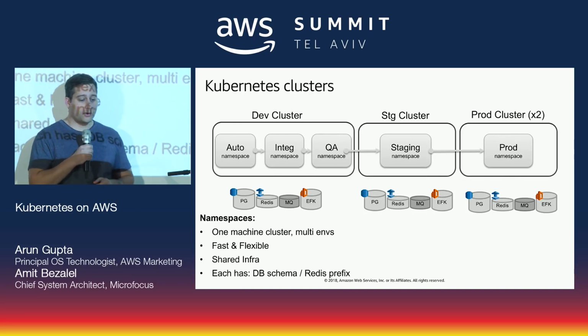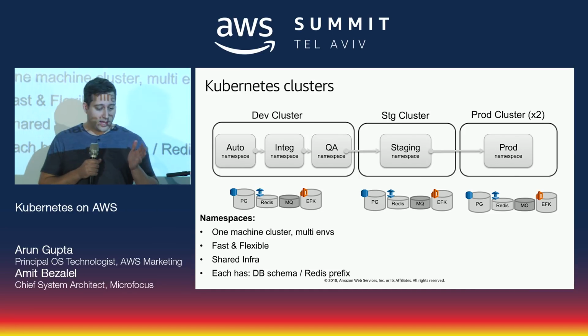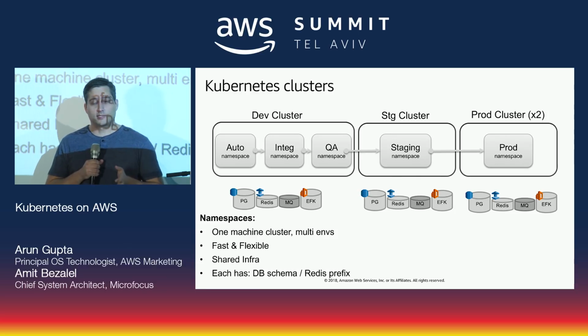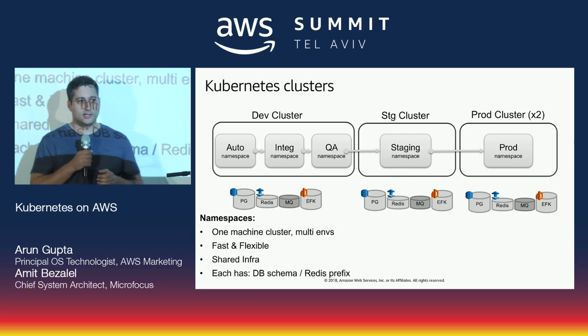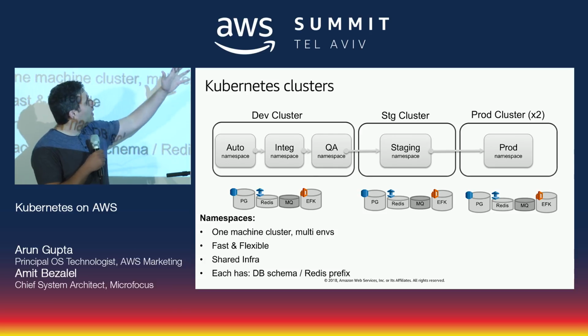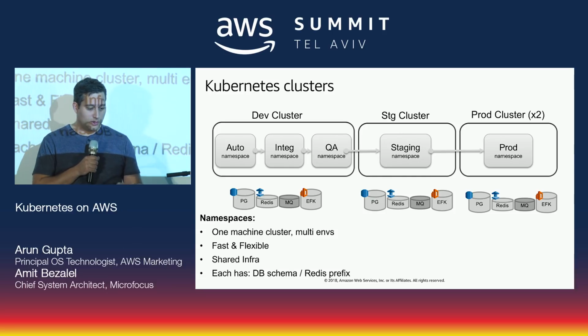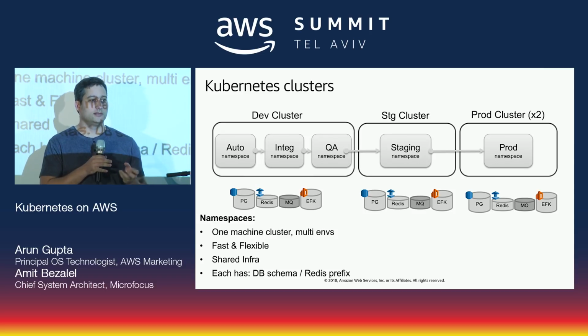Okay, so our clusters are actually organized in a kind of interesting way. We have dev cluster, staging cluster, and the production cluster, and that's no surprise. We have 2 production clusters. But the dev cluster uses namespaces in order to separate different environments. So you have a shared infrastructure layer. So one set of databases, Postgres, Redis, RabbitMQ, and so on. And then you share them with different namespaces where all the microservices are inside that namespace.